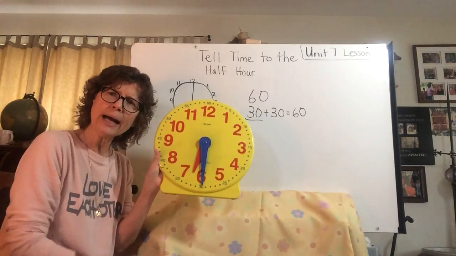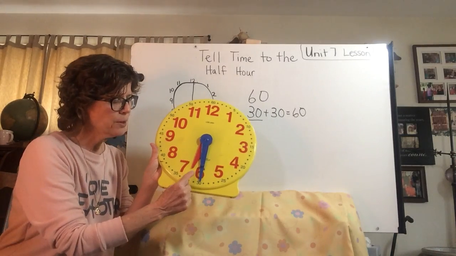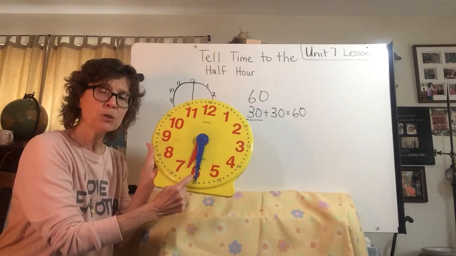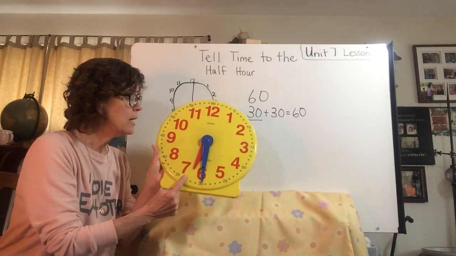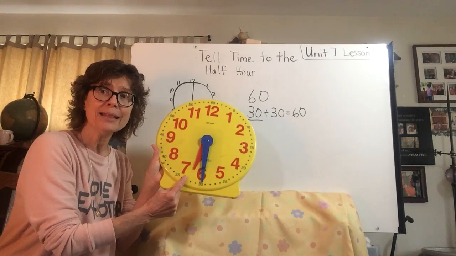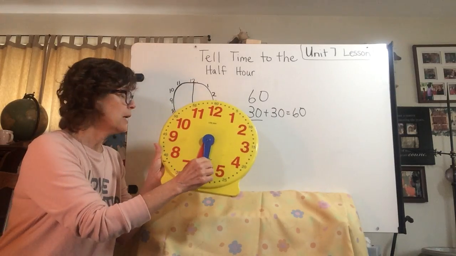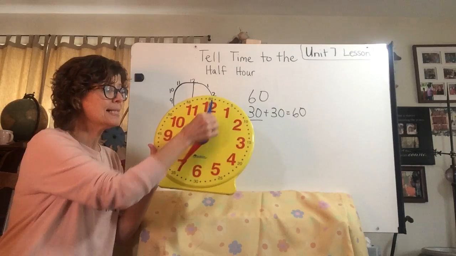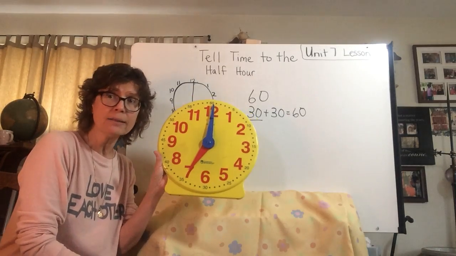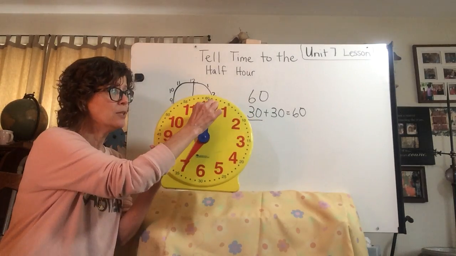Think about it. Do you know why it's not 7:30? Because look at where the hour hand is. It's between the 6 and the 7. So it's not 7:30. This was 6:30. So you have to be really careful. Again, for 7:30, you have to find the 7 o'clock. That's always important. And then you go down.